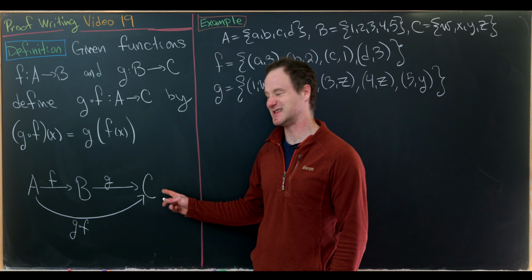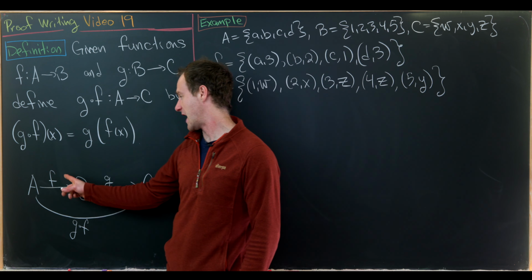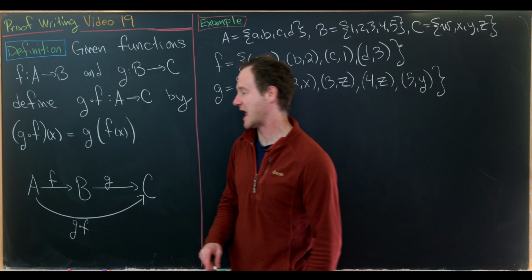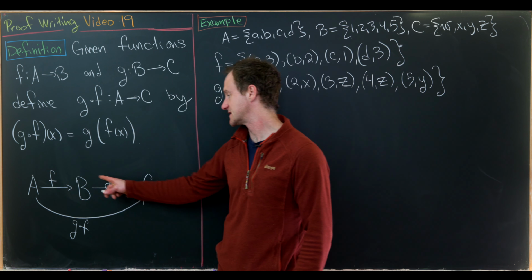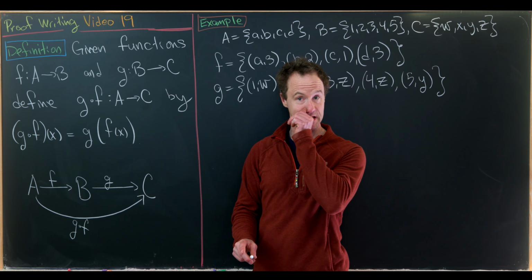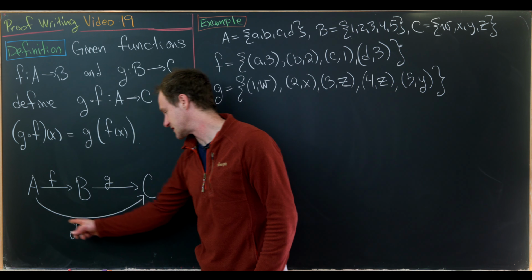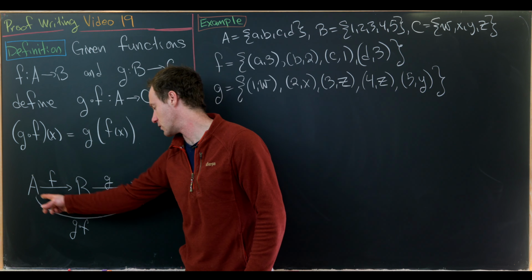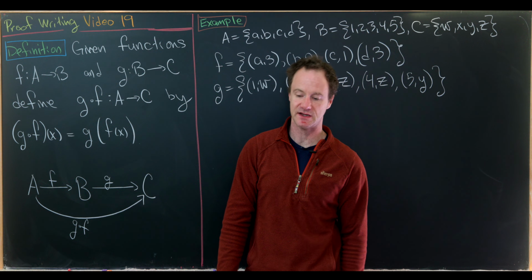Here's also a nice diagram. So f is like an arrow going from A to B. g is like an arrow going from B to C, and then the composition is like your shortcut. So it's an arrow from A all the way to C.